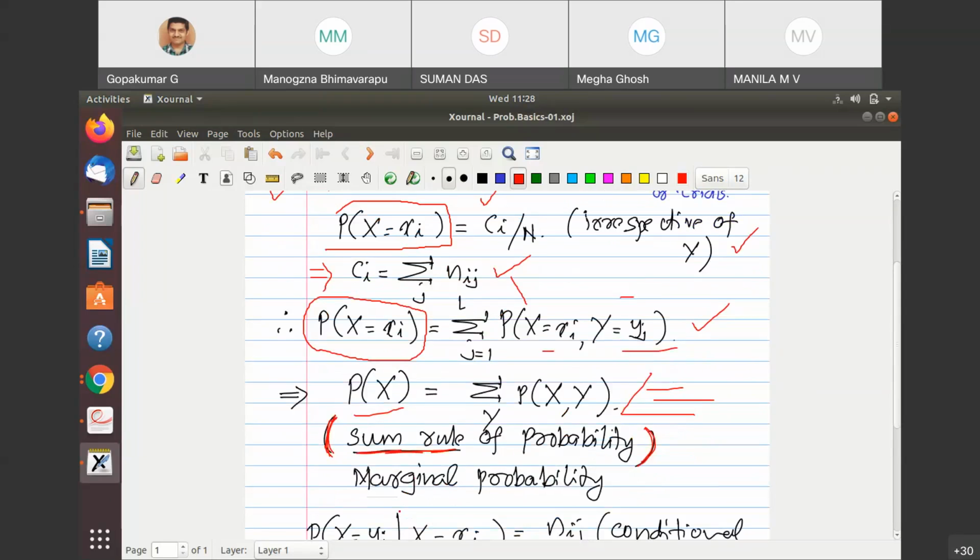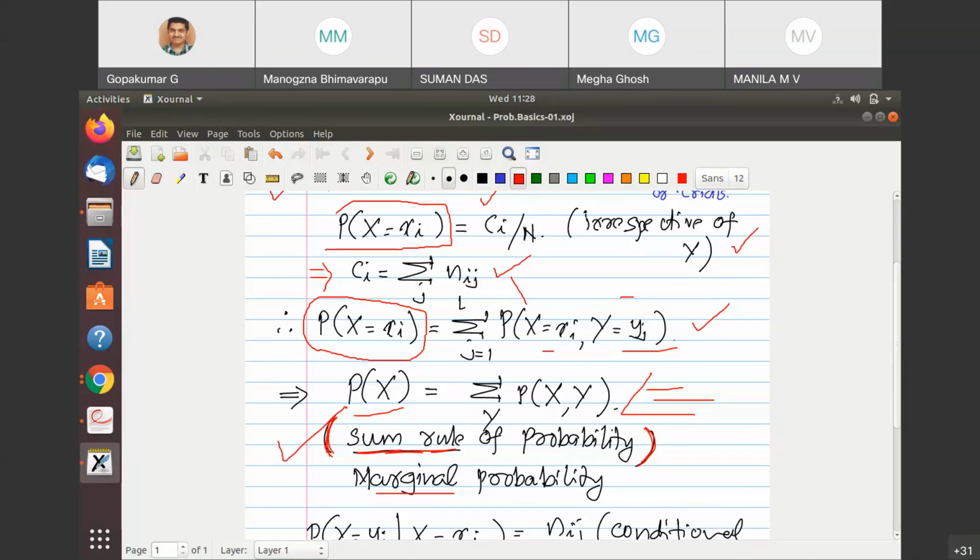Okay, and this is sometimes called the marginal probability, but famously it is called the sum rule of probability. That is most important, because we have a sum rule and a product rule in probability, which are going to be used throughout our discussion in the coming classes. That's why we are going through these fundamentals. So that is the sum rule of probability.